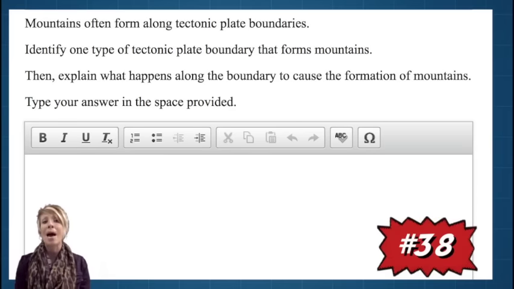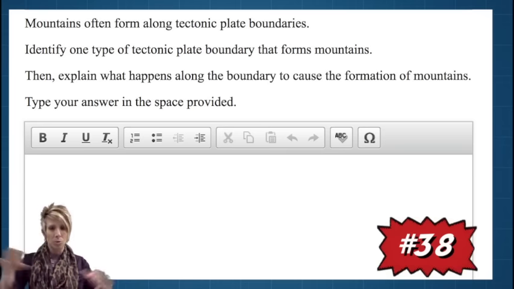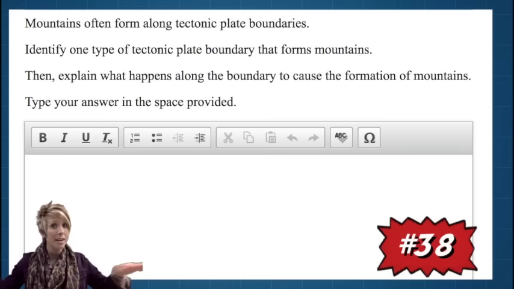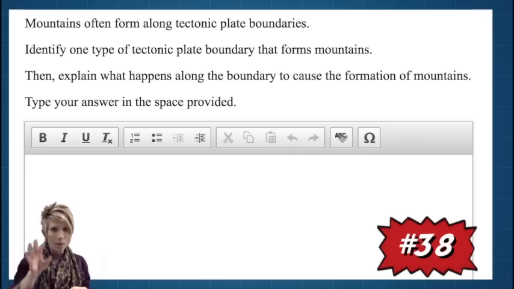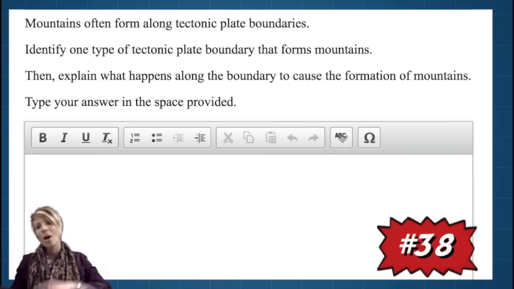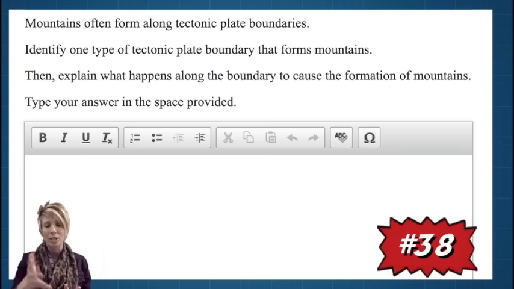Number 38, mountains often form along tectonic plate boundaries. Identify one type of tectonic plate boundary that forms mountains. Then explain what happens along the boundary to cause the formation of mountains. So again, we talked about those three types of plate boundaries, the ones that collide, the ones that divide, and the ones that slide. Knowing what those are, think of those three types. Which one of those can form mountains? And then explain what is happening along that boundary that would cause the mountains to form. Write your answer below.